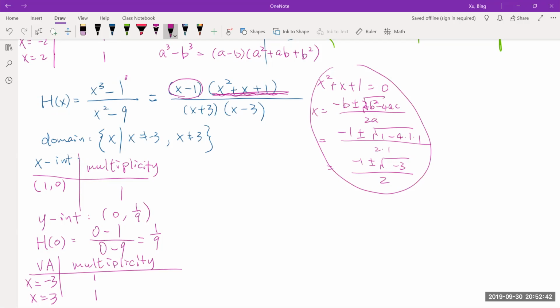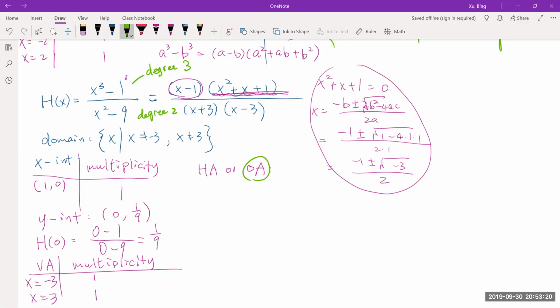Now let's decide if there's any horizontal or oblique asymptote. So how do we decide on that? Look at the degrees of the top and the bottom. The top has a degree of 3. The bottom is of degree 2. The degree of the top is 1 more than the degree of the bottom. What does it tell us? What kind of asymptote do we have? Oblique asymptote. Right? We'll have an oblique asymptote.